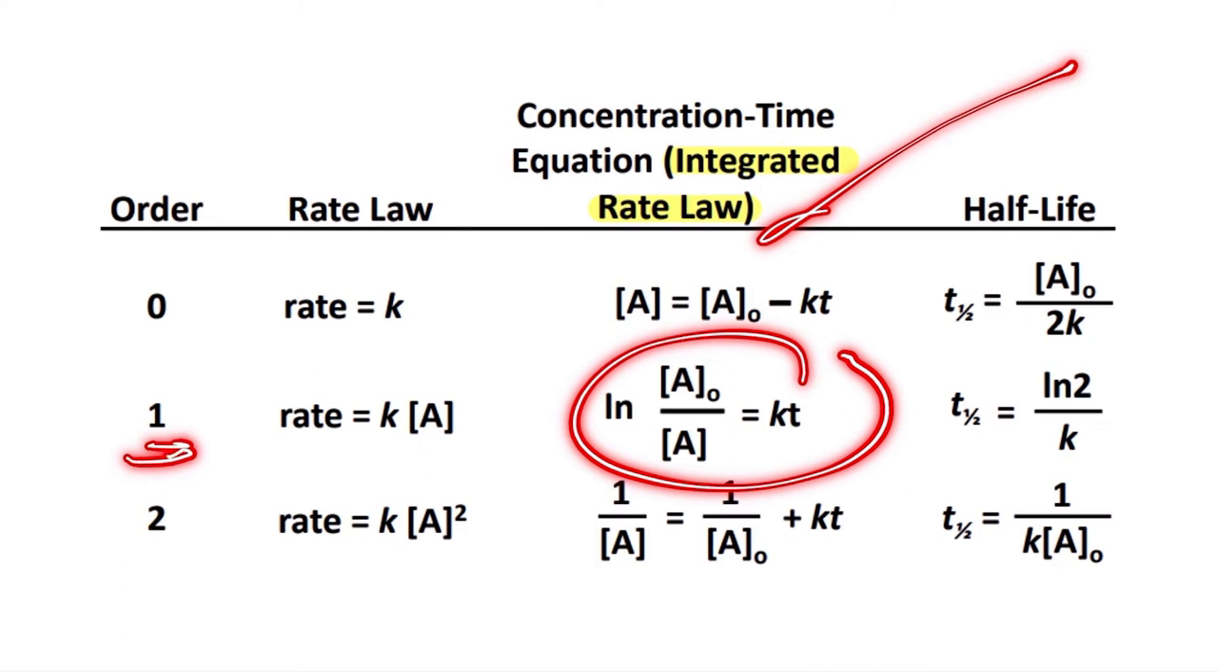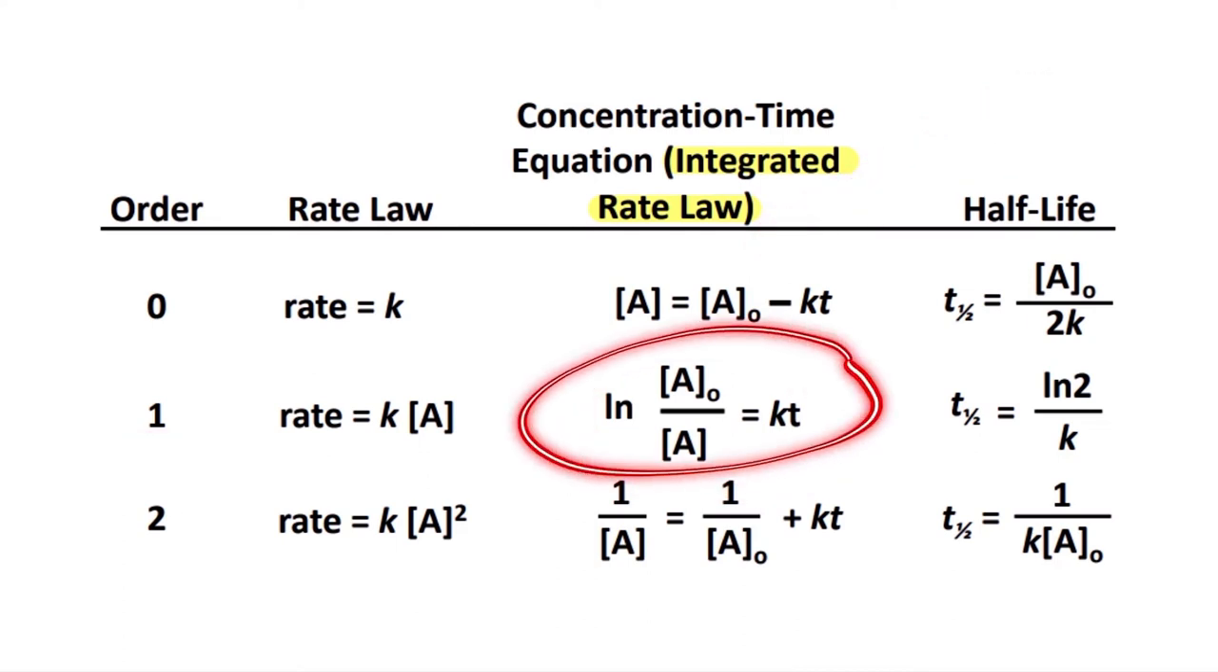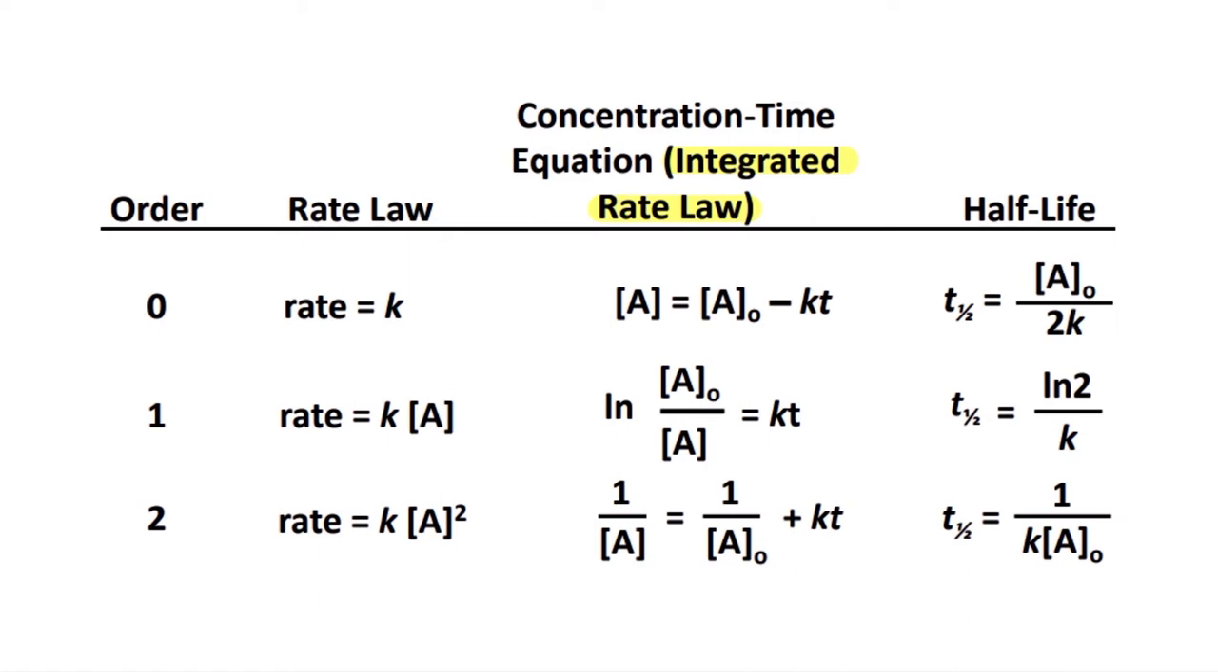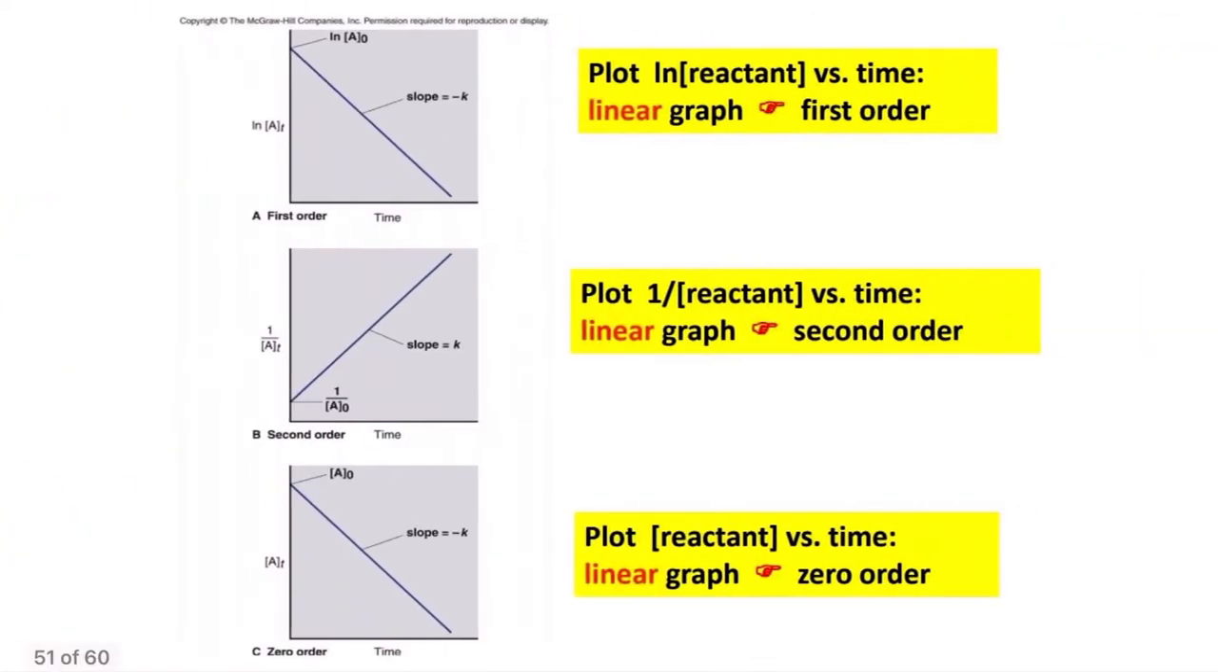Okay, overall order. If you plot this and you get not a straight line graph, then it will not be first order. Get what I mean? Alright? Okay. So, this is what I meant just now. Okay. You plot ln concentration of reactant versus time.